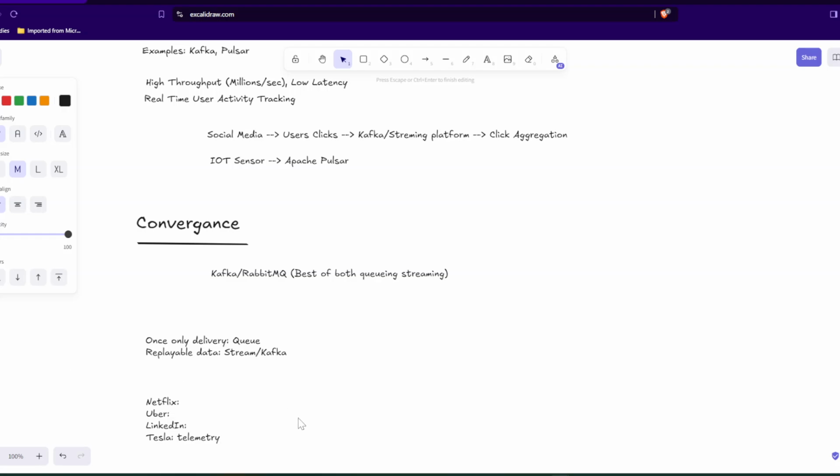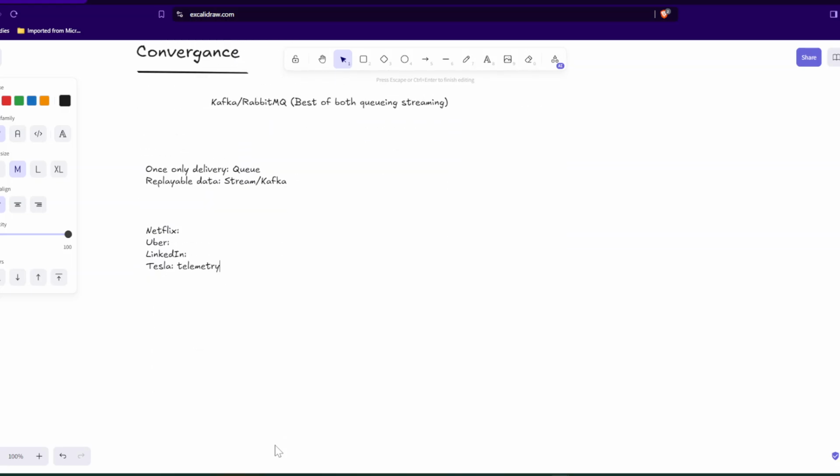So now, these are the very basic differences between streaming and queuing.